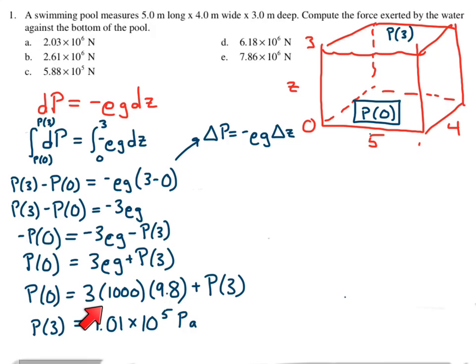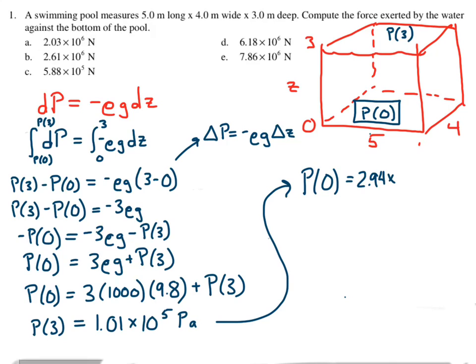Everybody was thinking that just this by itself is P of 0. You were doing the same thing that I was doing, and you were all assuming that the pressure at the top of the fluid is 0. Well, that's not true. The pressure at the top of the fluid is actually atmospheric pressure. So what you had to enter for P of 3 is actually 1 atmosphere of pressure. When you do that, you're going to get P of 0 equals this.